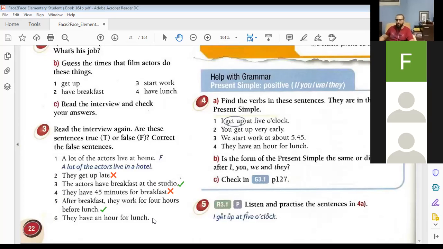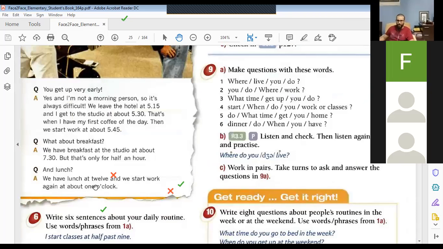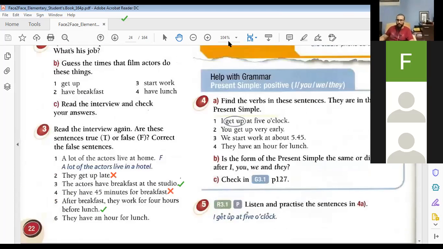Is this true or is it false? What do you think? I think half an hour. Okay, let's check. He said we have lunch at 12 and we start work again at 1. True. So this is also true. All right. So this is Sam's routine.